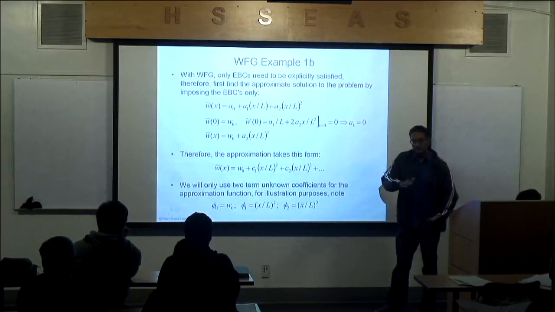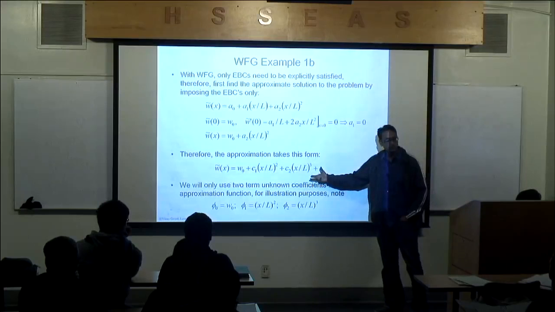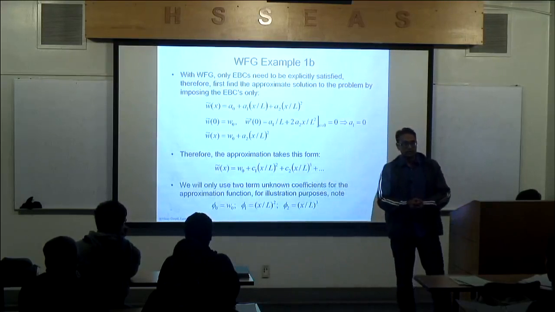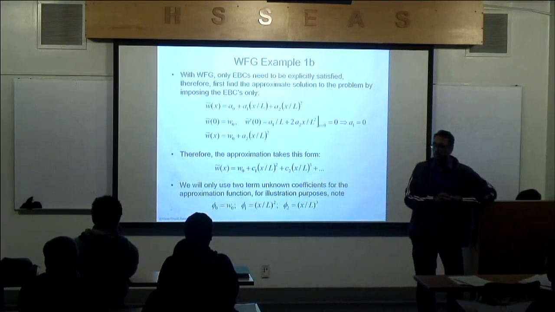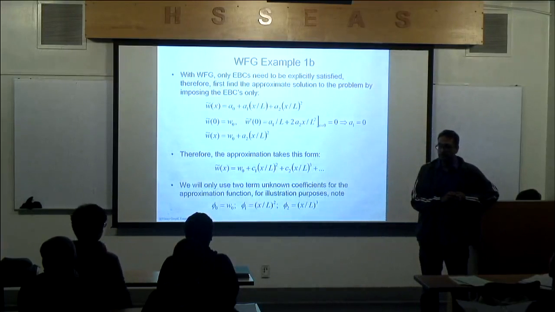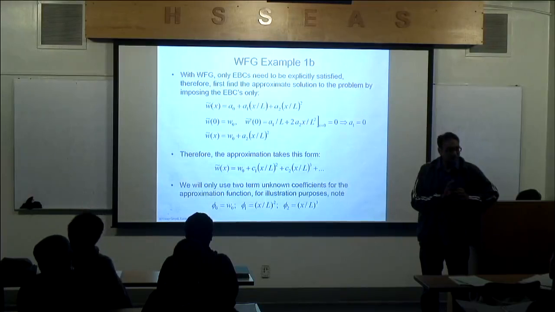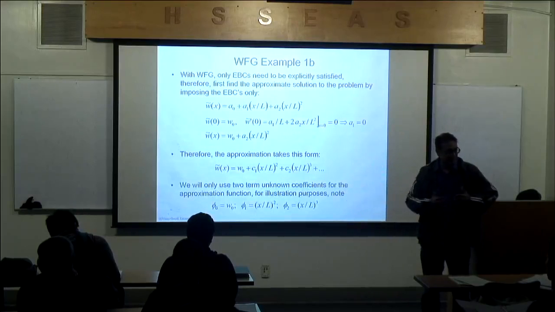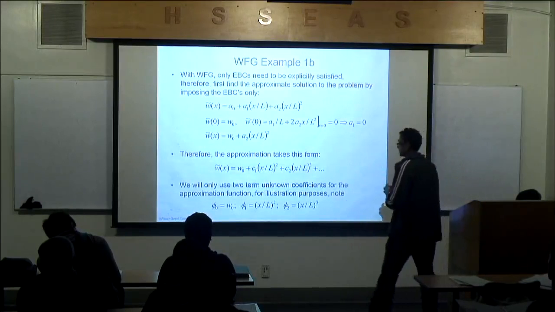After you come up with your approximation function, I want you to check, does it satisfy the essential boundary conditions? Because in weak form Galerkin, the approximation function must satisfy what? The essential boundary conditions. In strong form Galerkin, it must satisfy what? All of them, essential and natural. You can already see how much easier this is.